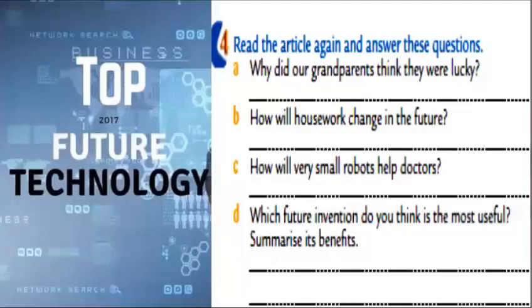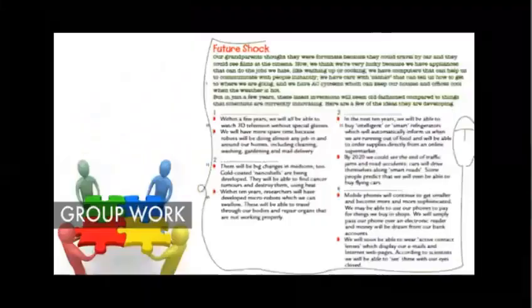Now you're going to read an article and answer the following questions. Have a look at the questions first before you read the article. Why did our grandparents think they were lucky? In this article, how will housework change in the future? How will very small robots help doctors? And which future invention do you think is the most useful? You have to tell me why it is beneficial, or summarize its benefits. Take your time. I'll be back in a minute.